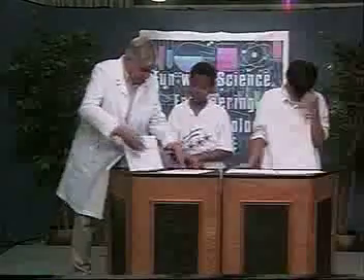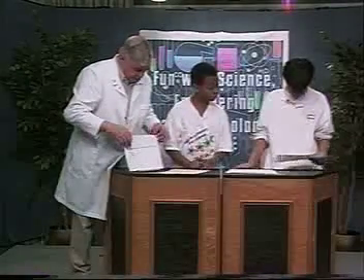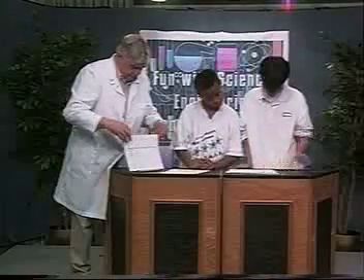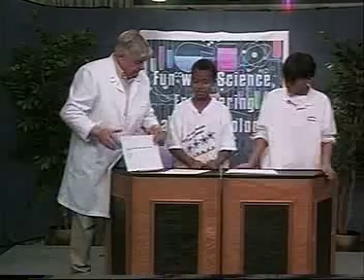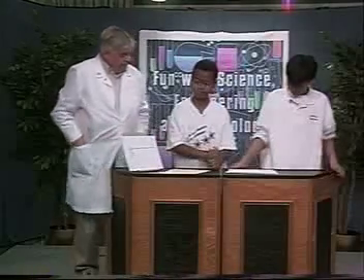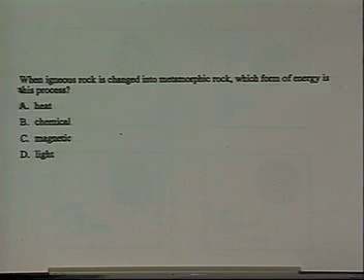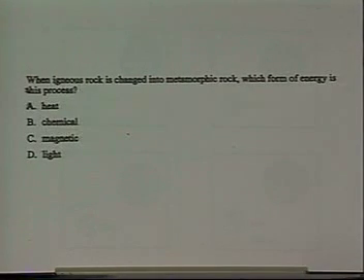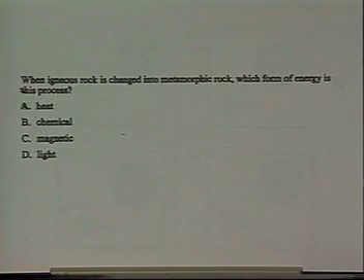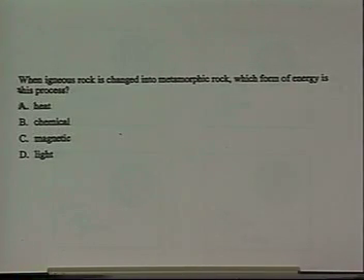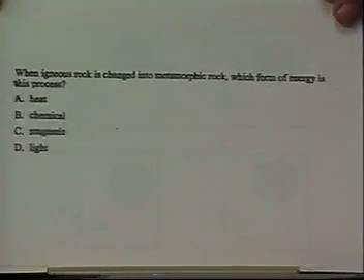All right, now let's go back to the other question. Back to this one. What's this one? The answer is pretty simple. Read it to me. When igneous rocks are changed into metamorphic rocks, which form of energy is involved in this process? A, heat, B, chemicals, C, magnetic, or D, light? Heat is the correct answer. We just covered that.